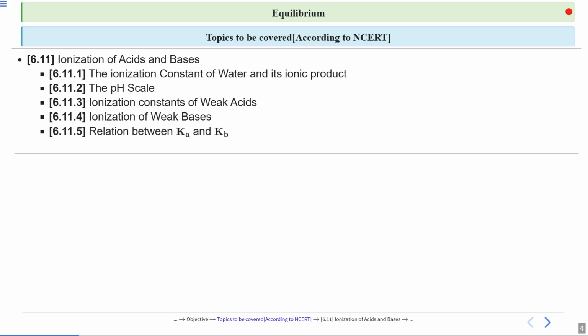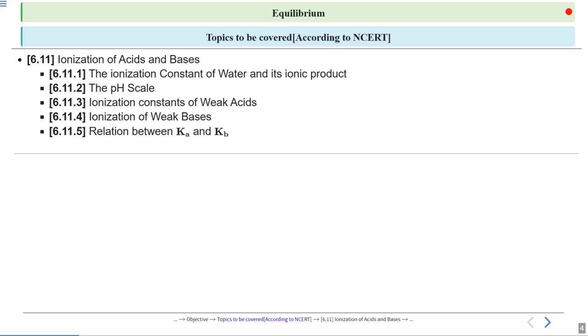Moving on to the last topic, which is relation between Ka and Kb. So I would say that this is the most important formula that you will see after your ionization constant formula for acid and base. So it will help you to calculate Ka or Kb knowing the other one for a given acid base pair. I will clarify this part.